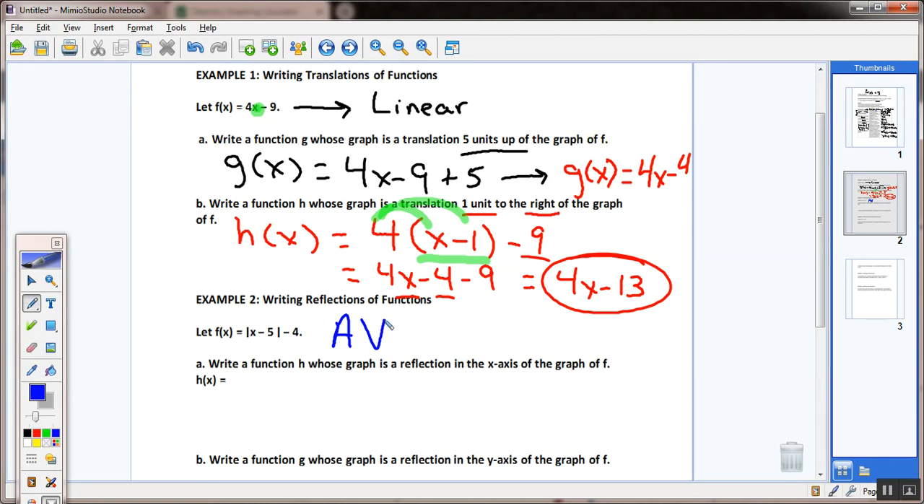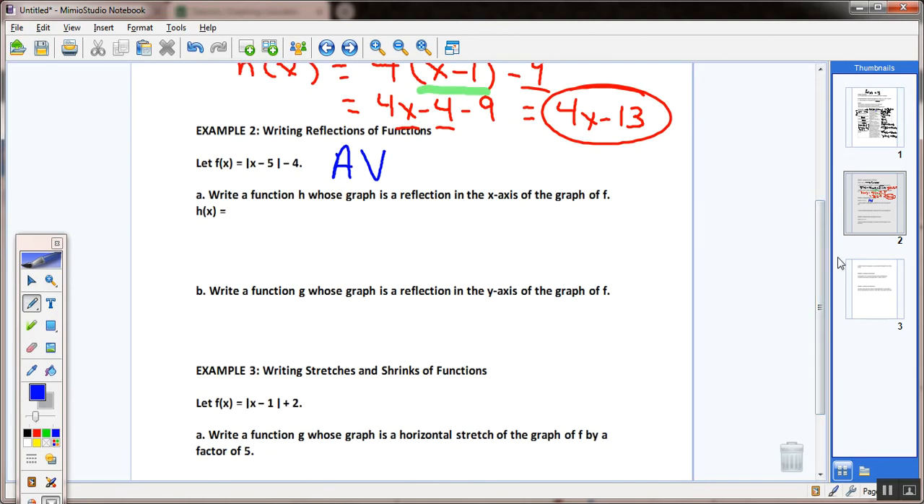Go back and look at your rule for reflection in the x-axis. Is it negative f of x or is it f of negative x? It's negative f of x. Okay, so what this is saying is this. To reflect in that x-axis, you need to negate all of f of x. So isn't f of x this whole function right here? Okay, so we're going to put a negative out in front of the parentheses. That's got to happen first.